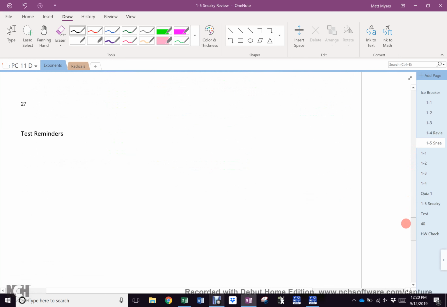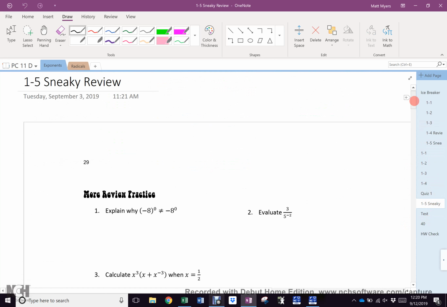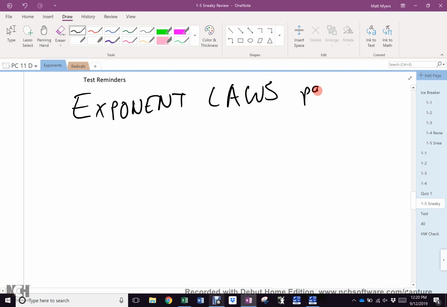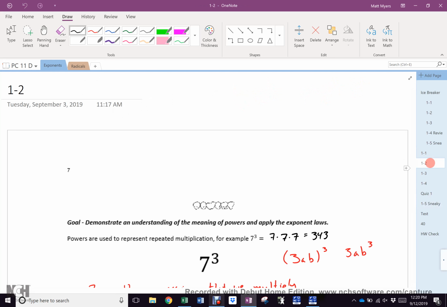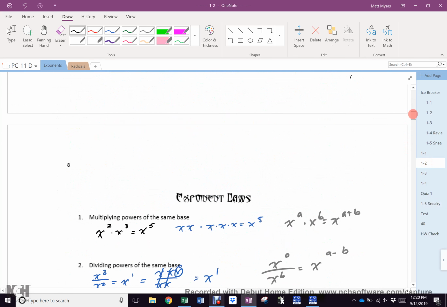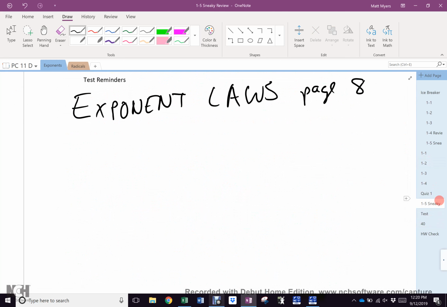That takes us to page 20, not 27 for you guys. That is page 30 for you, where I have my little test reminders. Exponent laws. I think it's page 8 in your book. It might be page 10. I can't remember. It is indeed page 8. That's everything you need to know for this whole unit. It's all on one page. You just have to apply it.